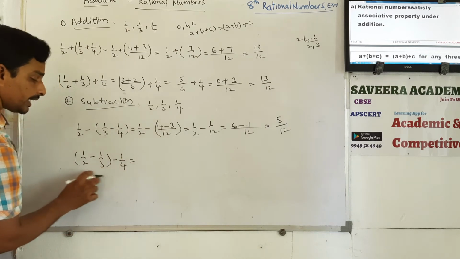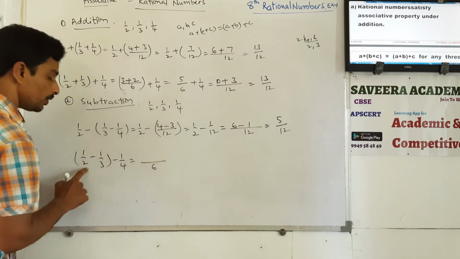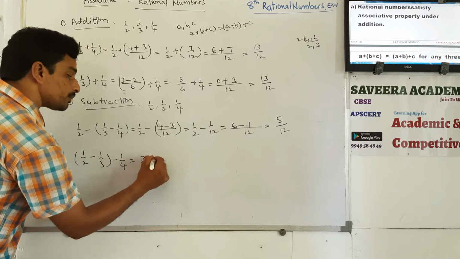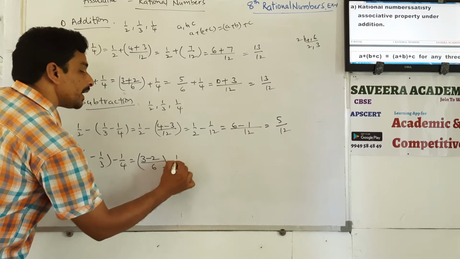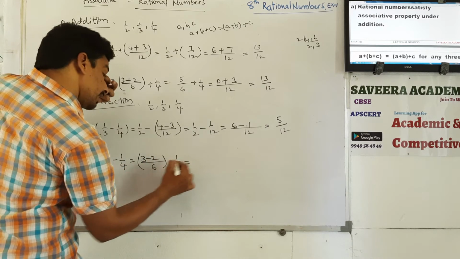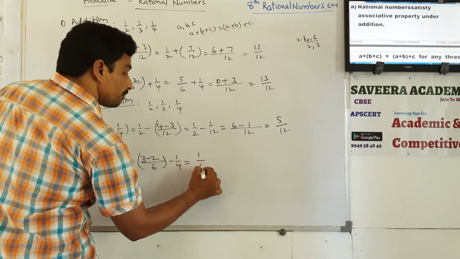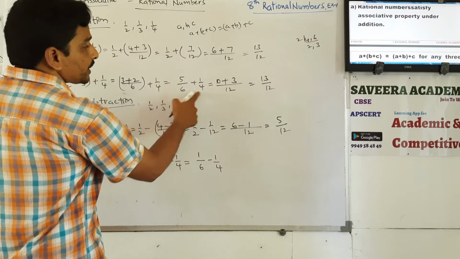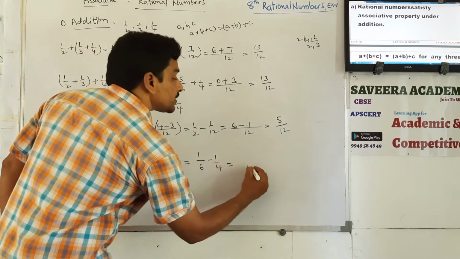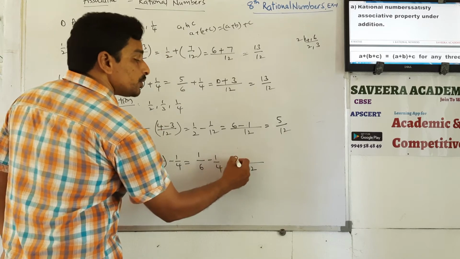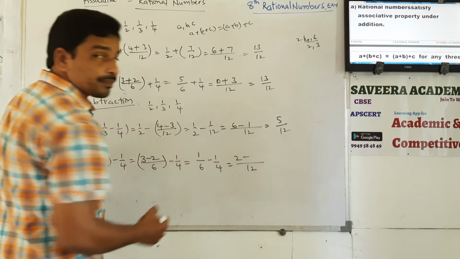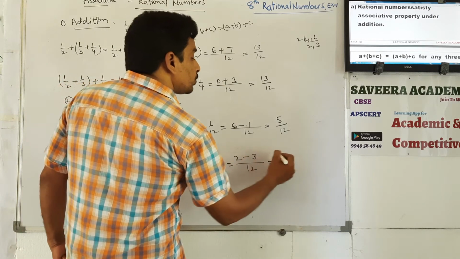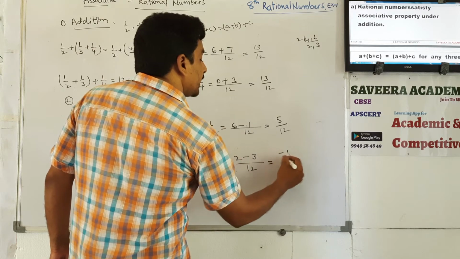So this is equal to, here the LCM is 6. 2 in 6, 3 times goes, 3 ones are 3, minus 3 in 6, 2 times goes, 2 ones are 2, minus 1 by 4. This is equal to 3 minus 2, value 1 by 6, minus 1 by 4. Already we see the LCM of 6 and 4 is 12. So here also the LCM is 12. 6 in 12, 2 times goes, 2 ones are 2, minus 4 in 12, 3 times goes, 3 ones are 3. So 2 minus 3 is minus 1, so minus 1 by 12.